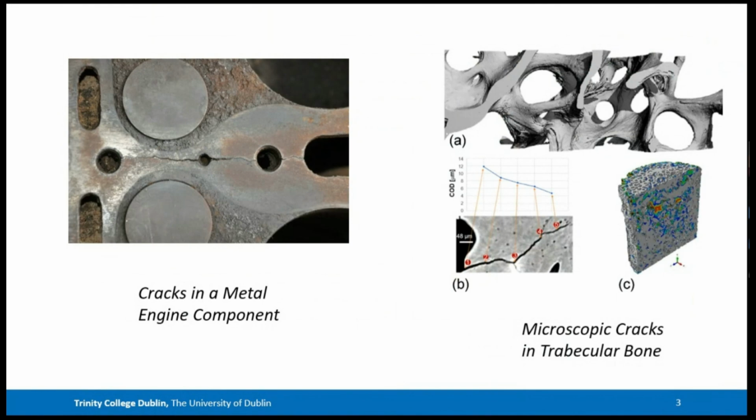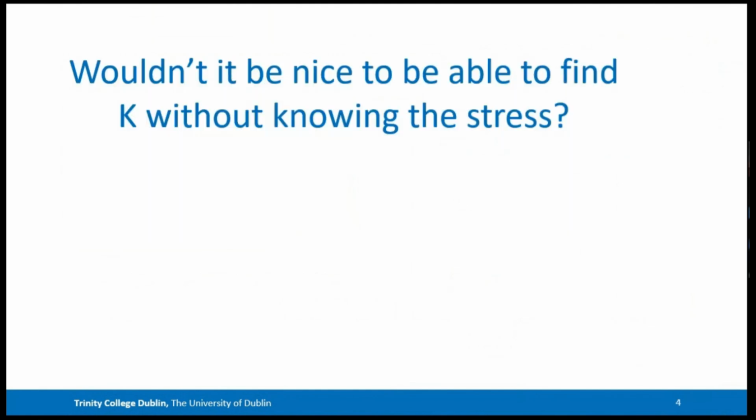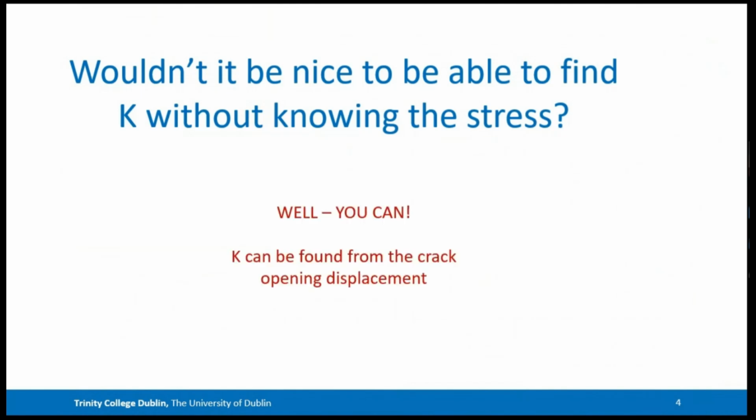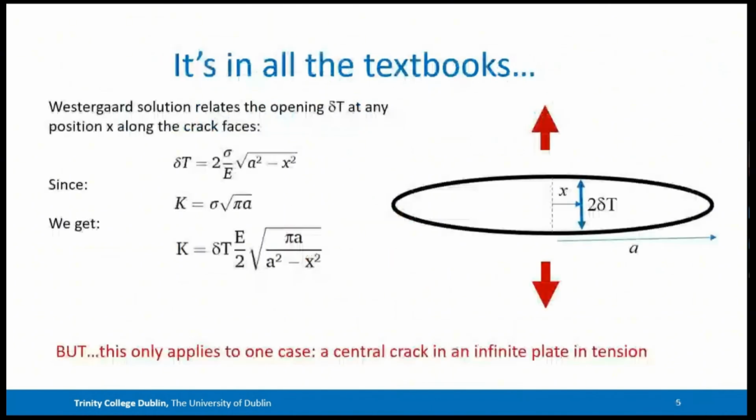By doing synchrotron imaging and loading the specimen in the synchrotron, we can find tiny cracks in this structure. Here's one, 100 microns or so in length, and we can watch these cracks growing. So we have great potential there for studying the toughness of the material. But, you know, the stress analysis is really difficult and suspect, okay? So wouldn't it be nice to be able to find K without knowing the stress? Well, you can. It can be found from the crack opening displacement.